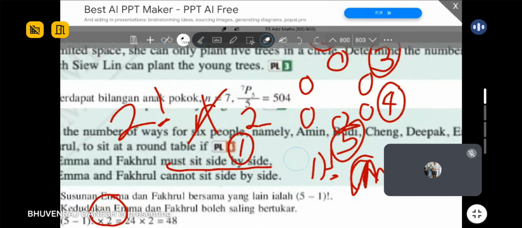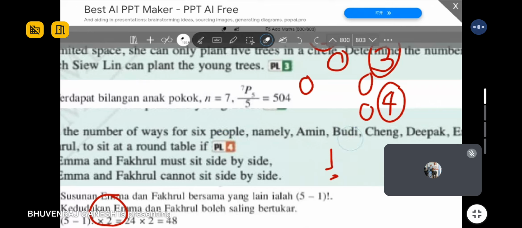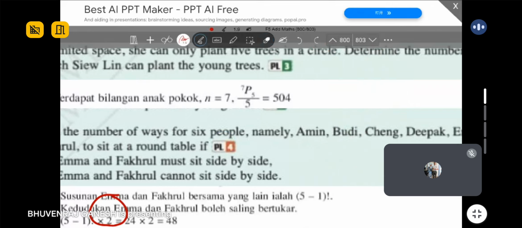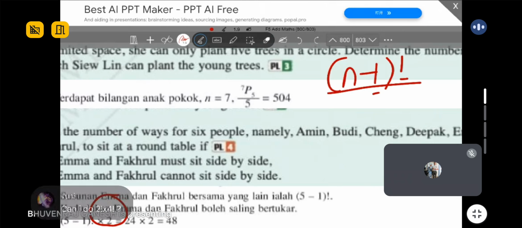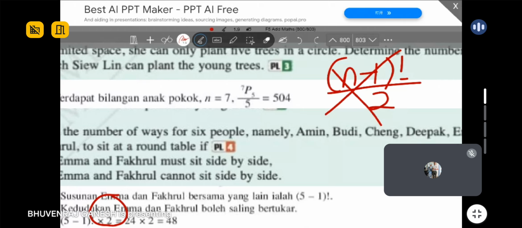Yes or no? n minus 1 factorial over 2. Is that correct? If I do that way, n minus 1 bahagi 2. Okay, so basically, this one is wrong. Okay, no need. Can I do 2 factorial times 4 factorial? Yes, no problem. Answer is correct. Okay, because 5 minus 1 factorial is 4 factorial.